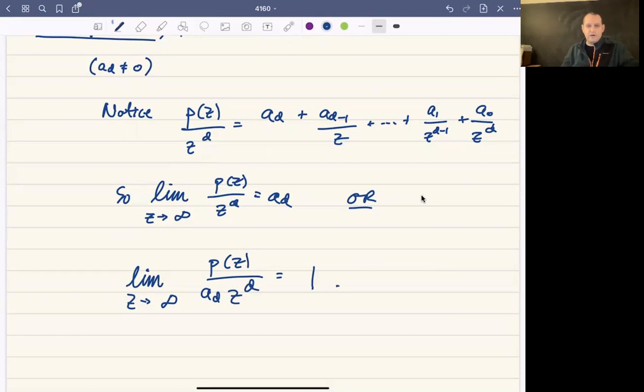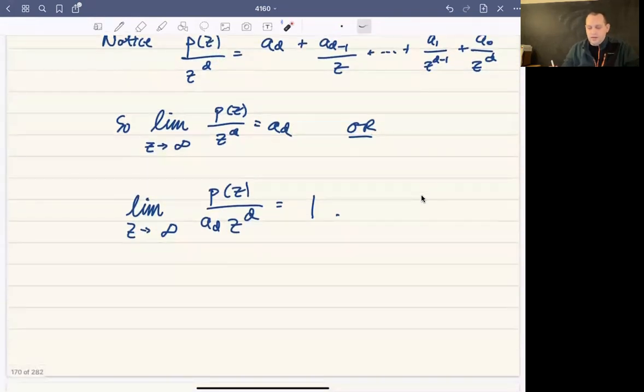This is a fact from Calc 1 that we probably know: asymptotically, a polynomial behaves like its leading term. So the limit of p of z over a sub d times z to the d is 1. And therefore, there exists a value r. Just think about what this means by definition.